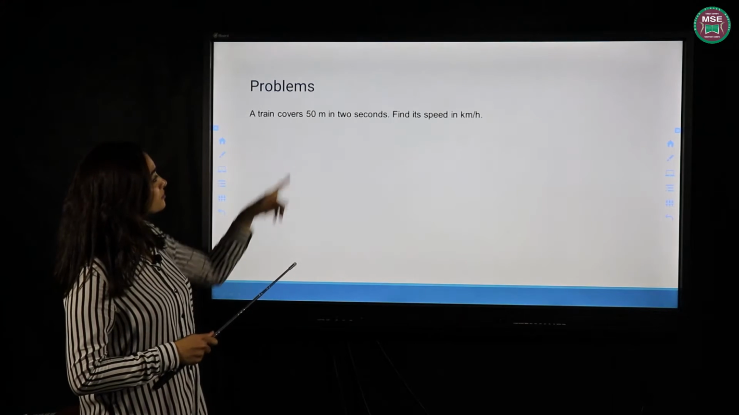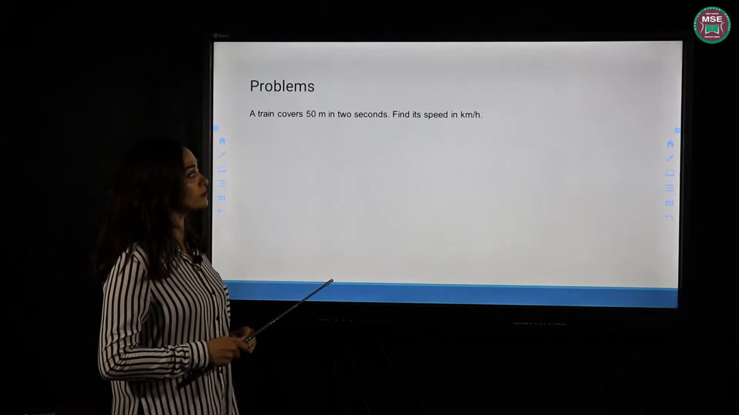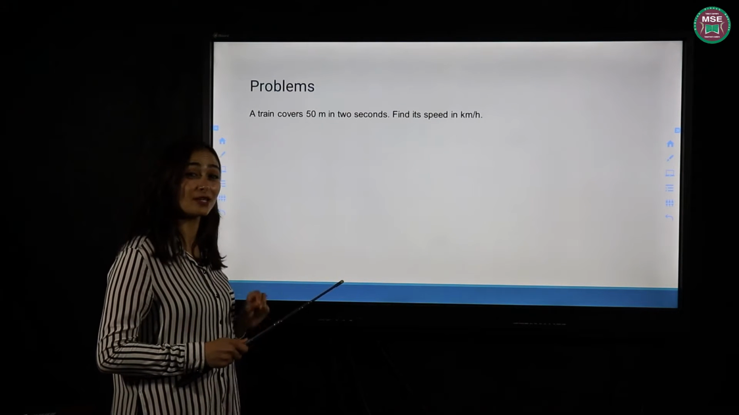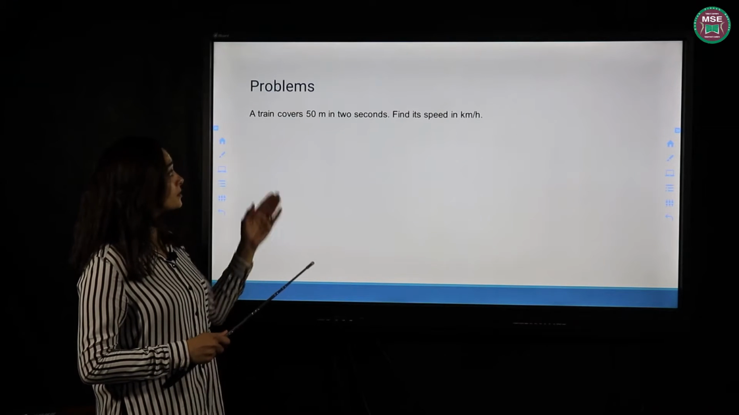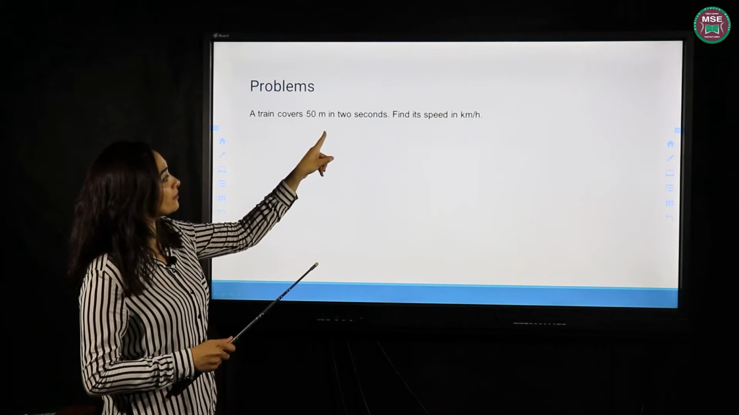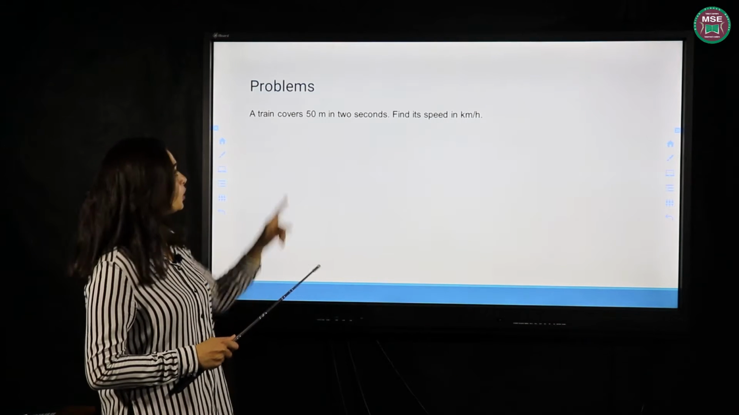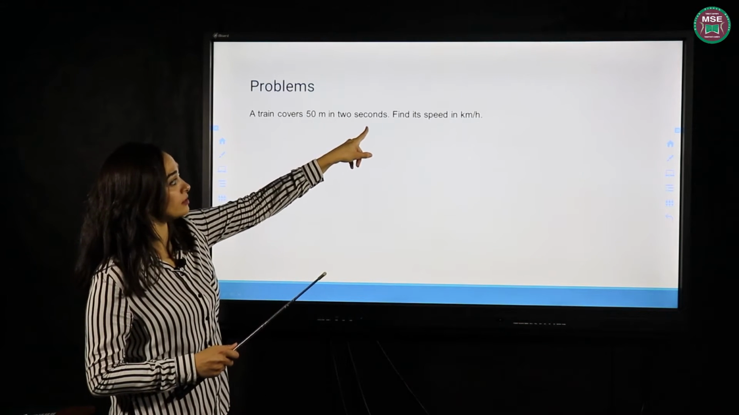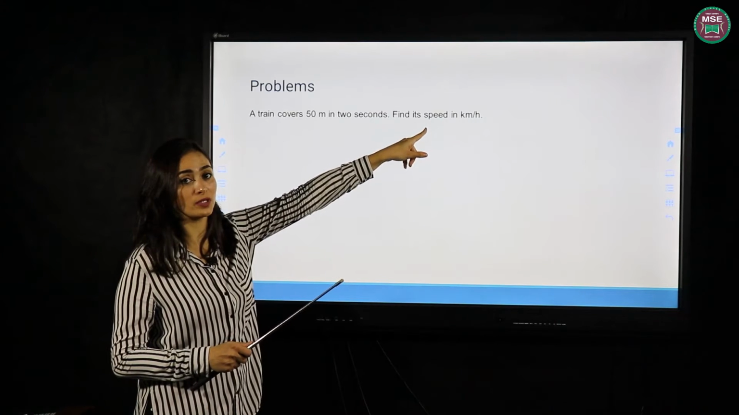A train covers 500 meters in 2 seconds. Find its speed in kilometer per hour. In this problem, we have 2 points. First, we have to get the speed. We have a distance and time. How can we calculate the speed?